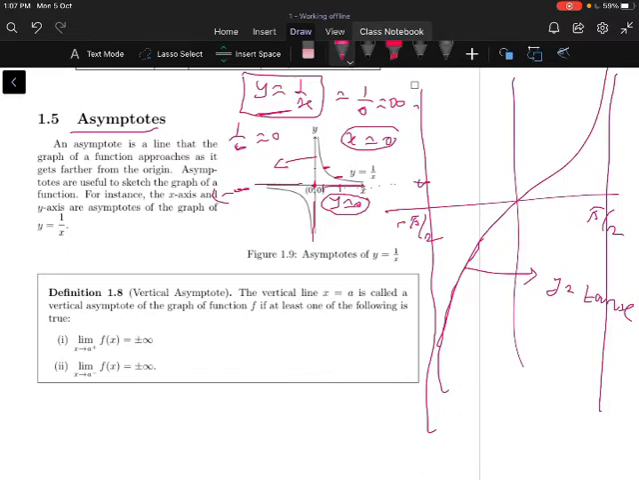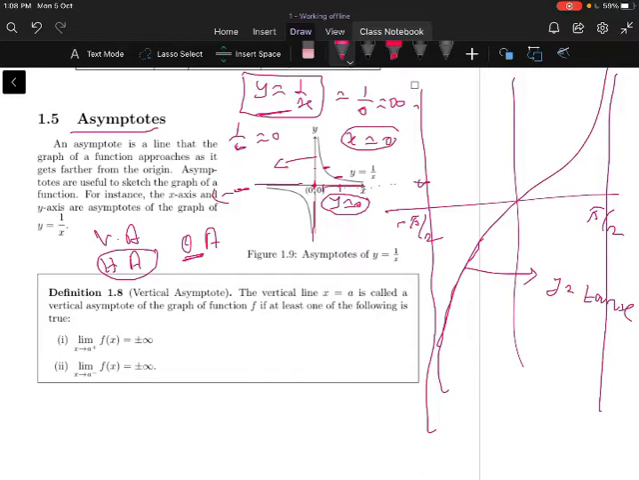Now let us move to the definition. Mathematically, how do we define vertical asymptotes, horizontal asymptotes, and one more, oblique asymptotes? Asymptotes can be classified into three categories: vertical asymptote, horizontal asymptote, and oblique asymptote. If there is no horizontal asymptote, one can see the oblique asymptote.